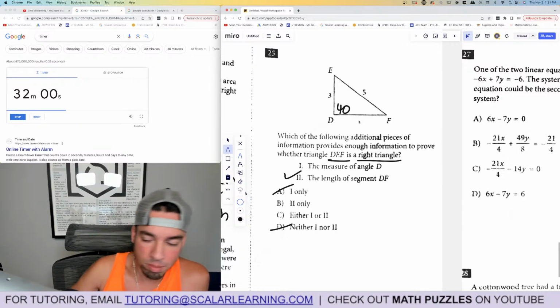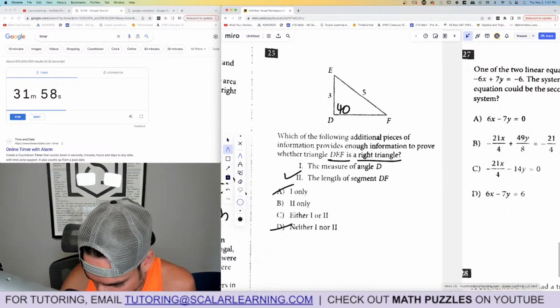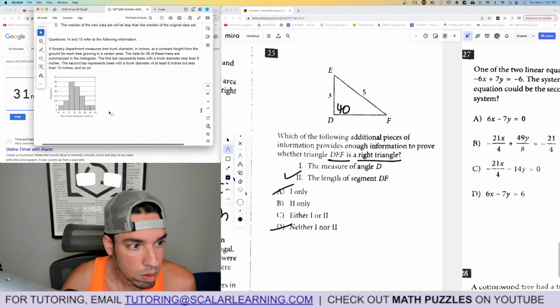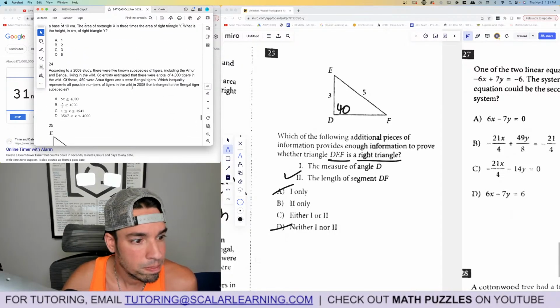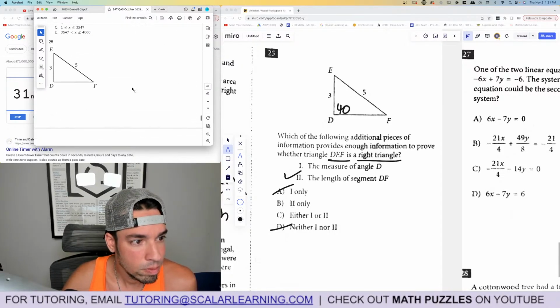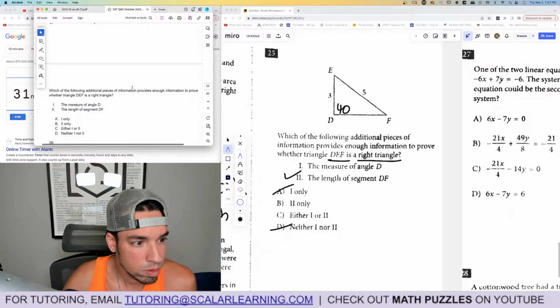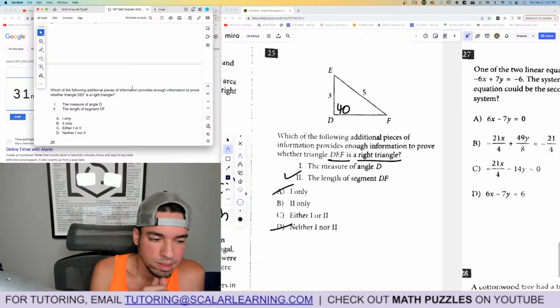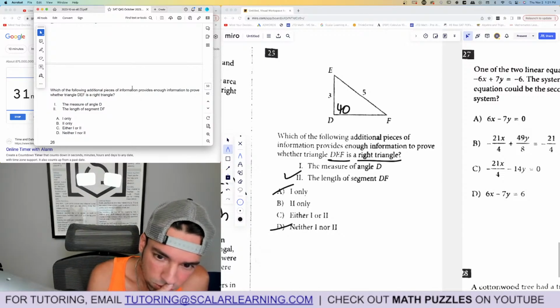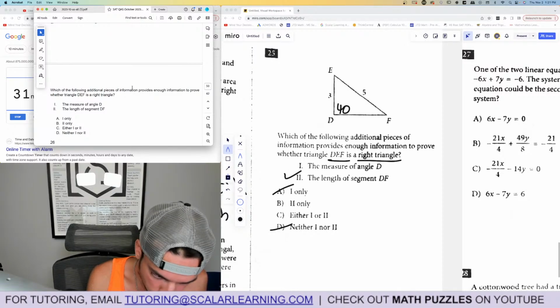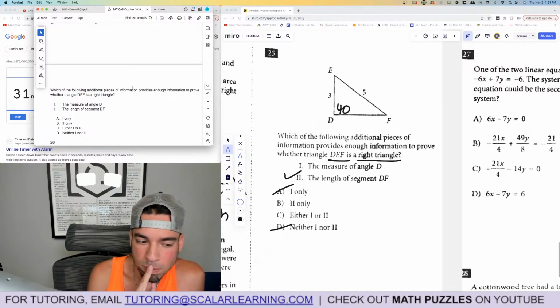And hold on, let me look at the other diagram just to be safe. See if there's any information I'm missing. 25. Nope. Oh, I'm struggling. Which provides enough information to prove whether DEF is a right triangle? Pythagorean theorem for DF and D.